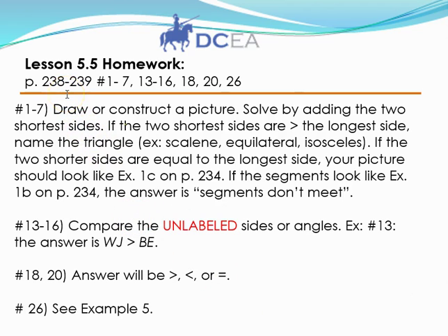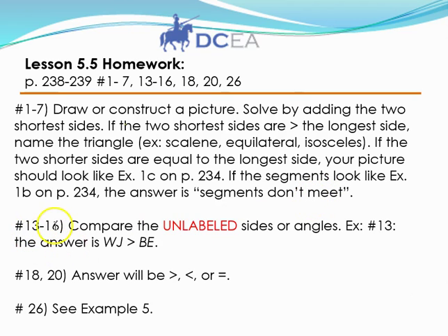The homework for lesson 5.5. For numbers 1 through 7, draw or construct a picture. Solve by adding the two shortest sides. If the two shortest sides are greater than the longest side, name the triangle. So an example, it might be scalene, equilateral, isosceles. If the two shorter sides are equal to the longer side, your picture should look like example 1C on page 234. If the segments look like example 1B on page 234, the answer is segments don't meet. So you'll have either a triangle, you'll have a line, or you'll have segments don't meet.